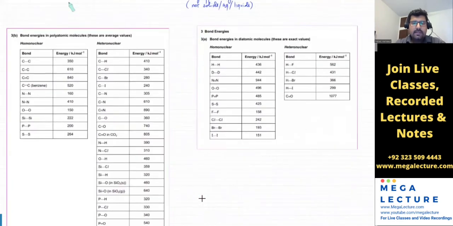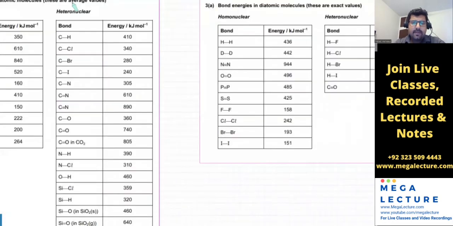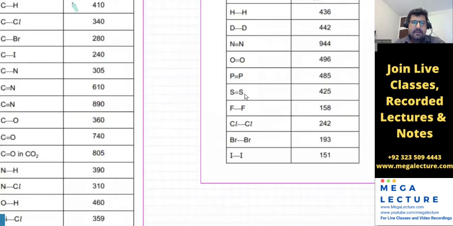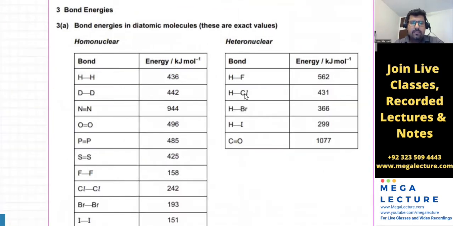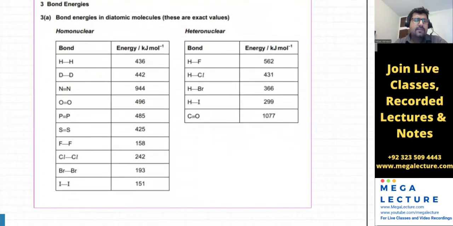If you look at this, there are two types of bond energies. Again, it's just explaining the two types. What happens is that there's a type called homonuclear. Don't get confused with these words. Homonuclear is a bond between the same type of atoms. So if the bond is between the same type of atoms, that's called homonuclear.